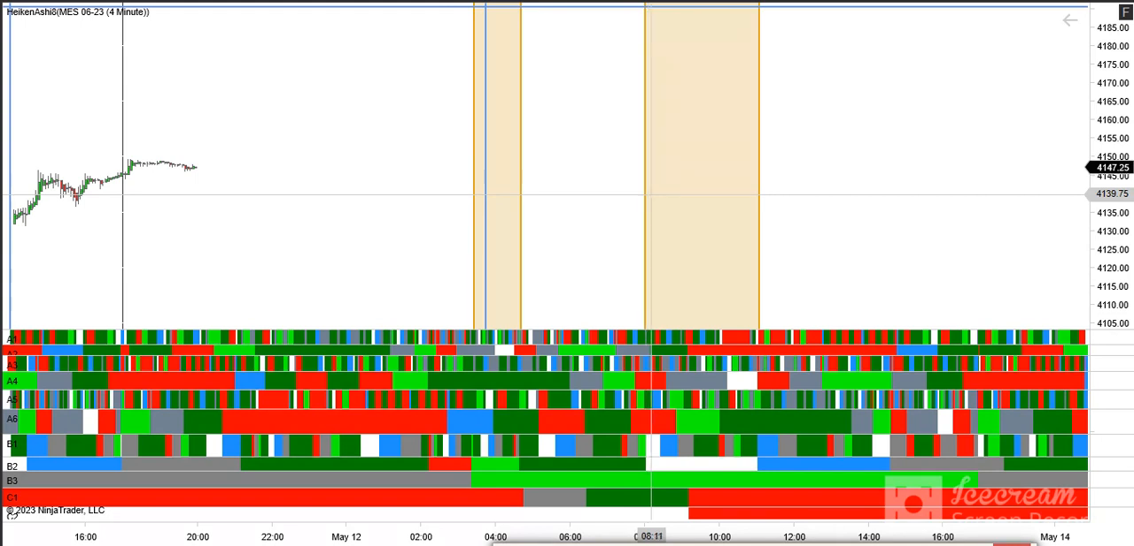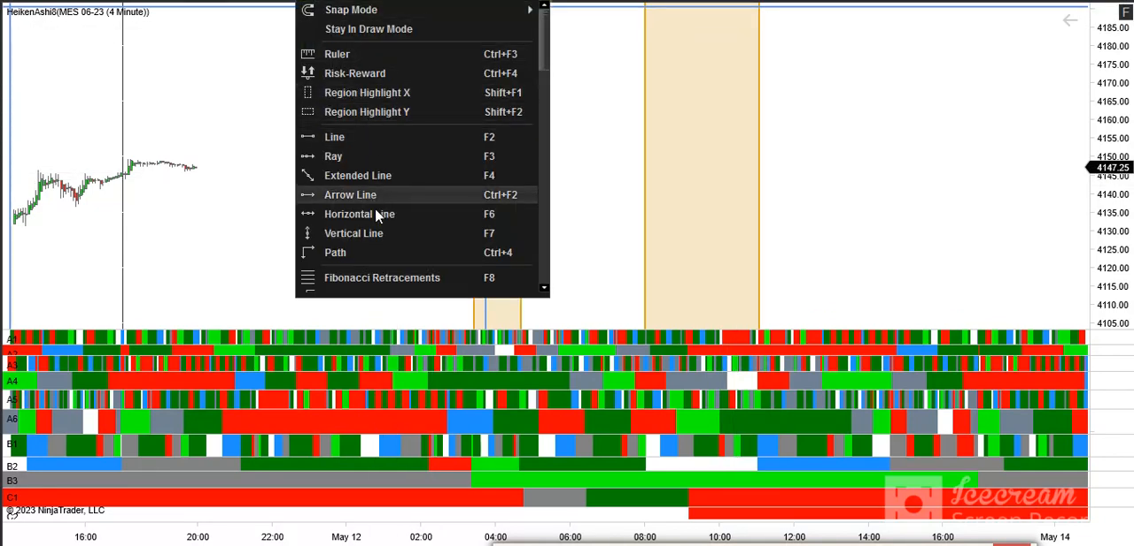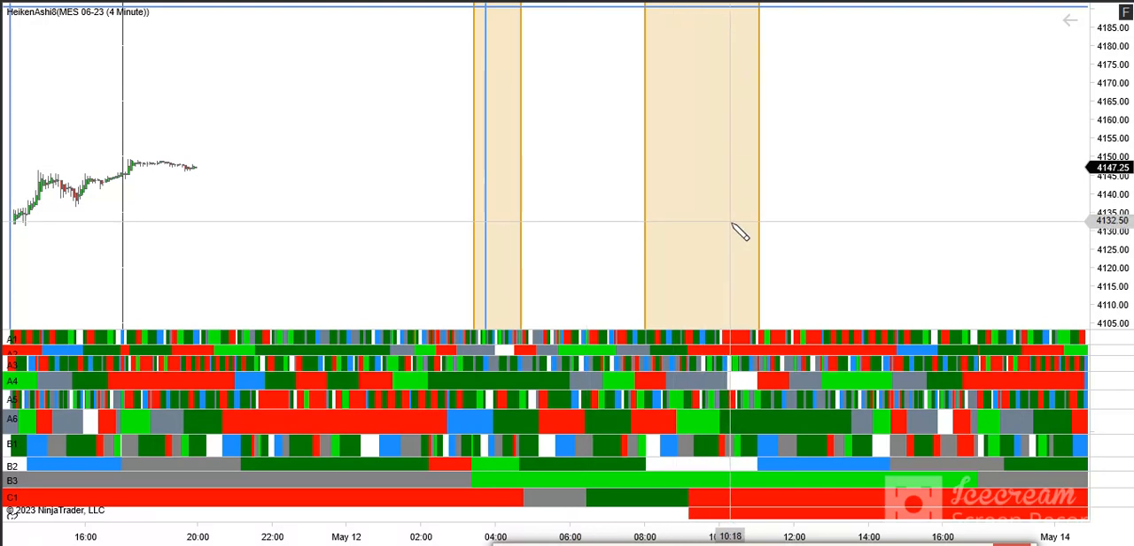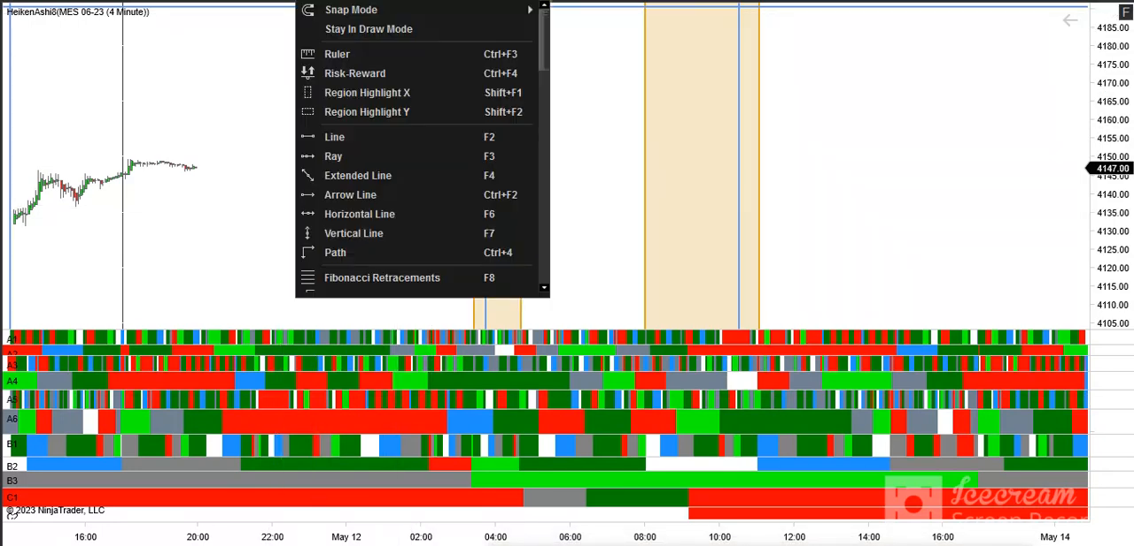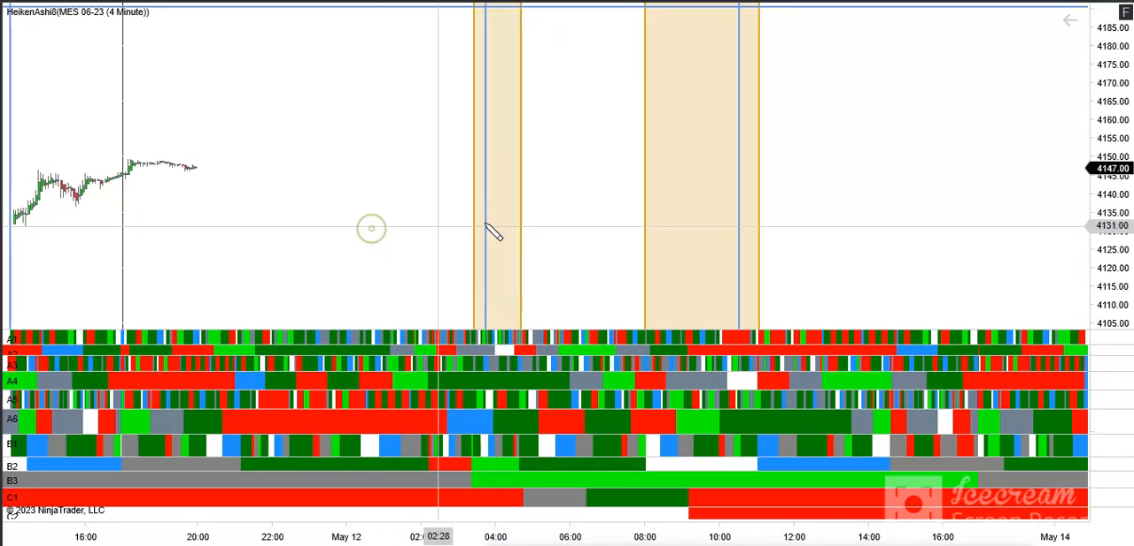Moving into the white window, we've got the green block there on the B1, so we're going to want to be looking at that point right there. And the other important point in that zone would be white over green on the A5, A6.